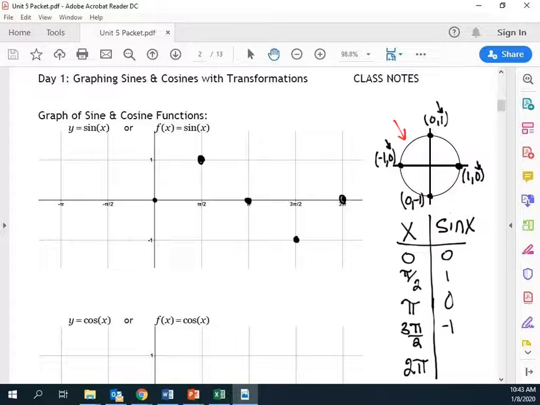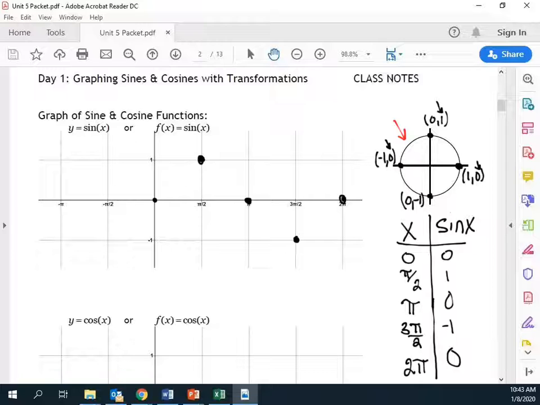If you look at those coordinates, 0, 1, 0, negative 1, 0, 1, 0, negative 1, it's going to repeat because we're going in a circle, right? All those coordinates will repeat themselves. So the sine, cosine and tangent functions will repeat themselves. It hits a pattern and starts to repeat over and over and over again.